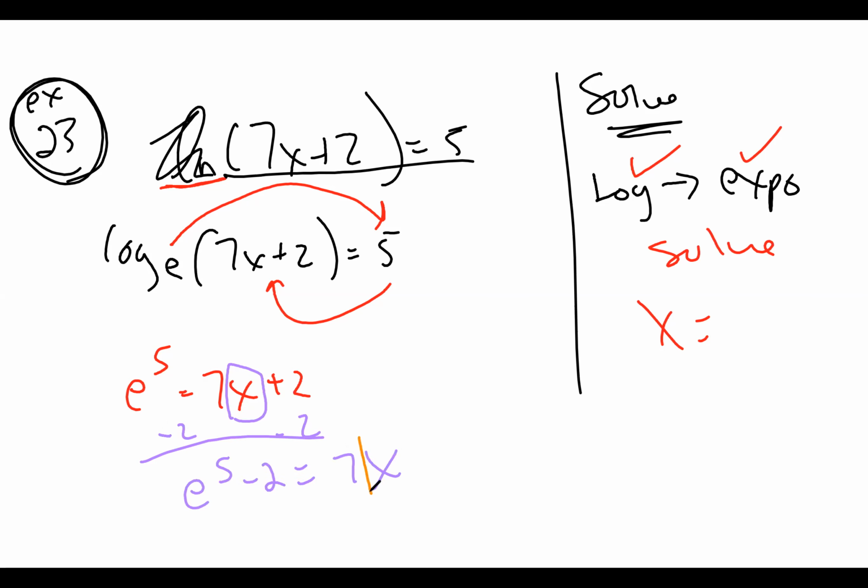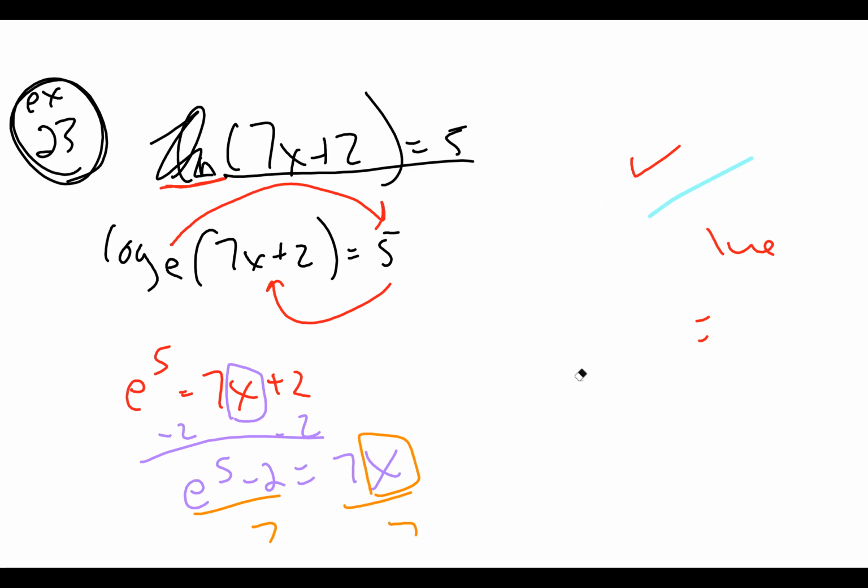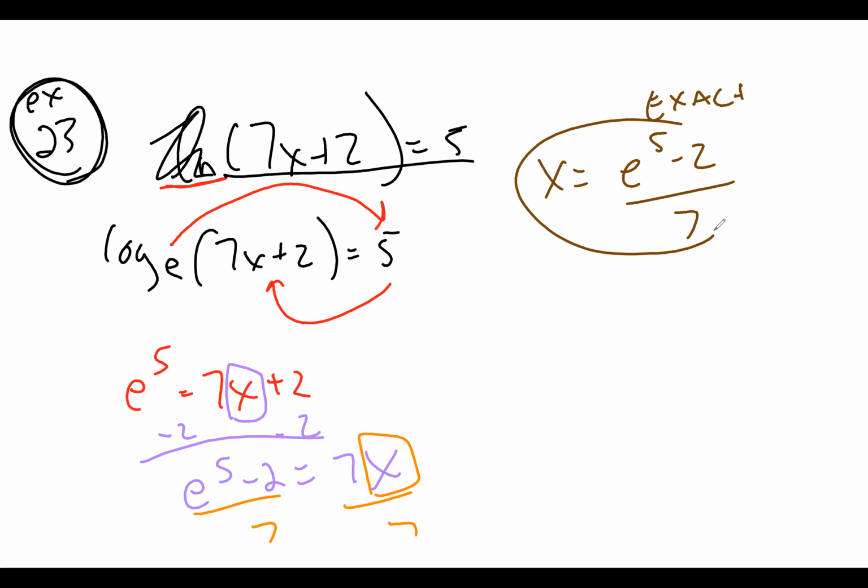Okay, well, x is still right here. So what do I have to do? Divide by 7. So let me get rid of some of this stuff because I'm running out of space. When I do that, I'm going to end up with something real big and nasty, which is fine. So I'm going to get x equals e to the 5th minus 2, whole thing over 7. Now in Hawks, they're going to ask you for an exact answer. And you're going to say, okay, there's my exact answer. That wasn't so bad. And then they're going to ask you for a decimal approximation.